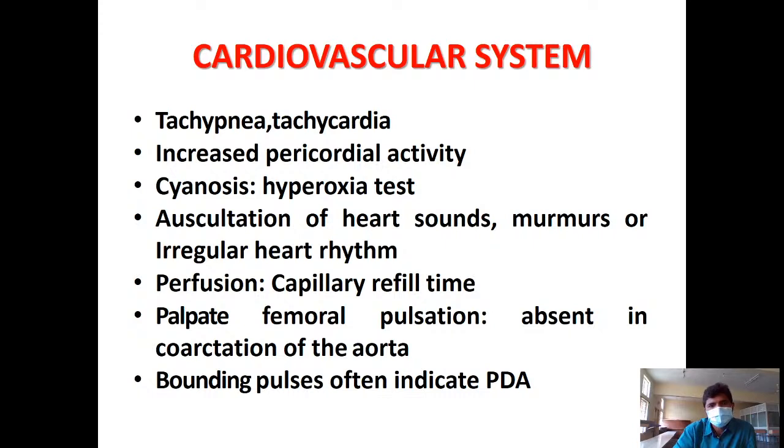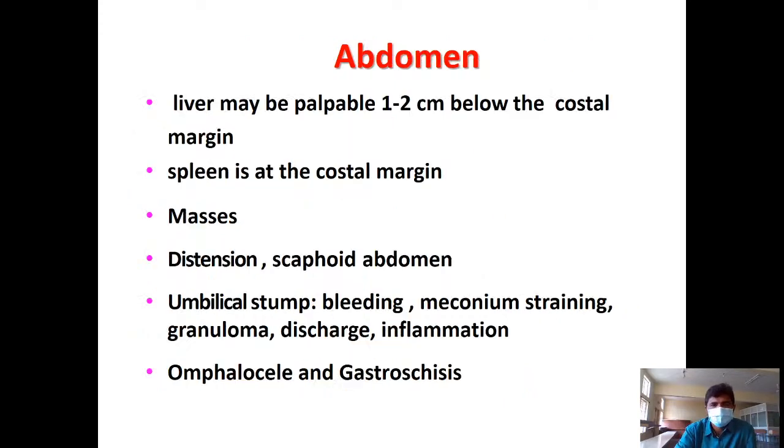And the cardiovascular system is examined on similar terms. So look for any tachycardia, increased precordial activity, auscultation, and palpation. One important thing is to palpate for the femoral pulse. Absent femoral pulses might indicate coarctation of the aorta, and bounding pulses often indicate PDA.